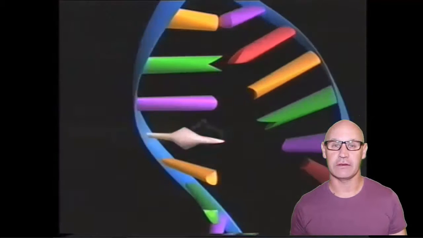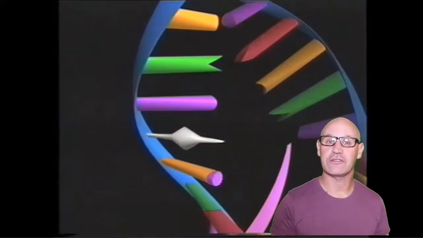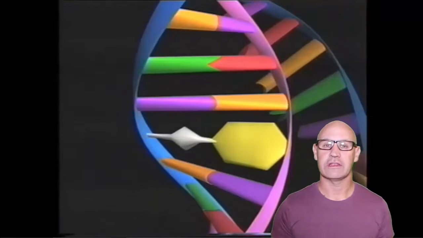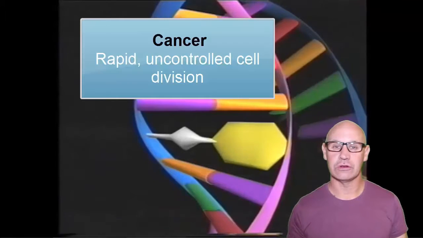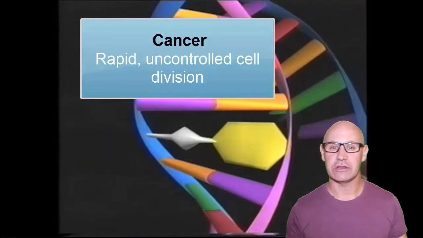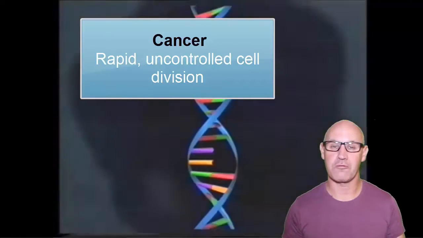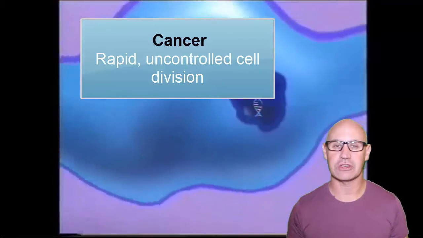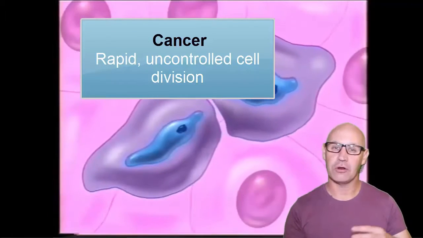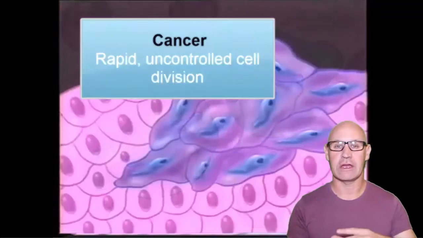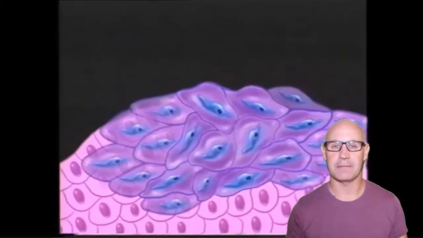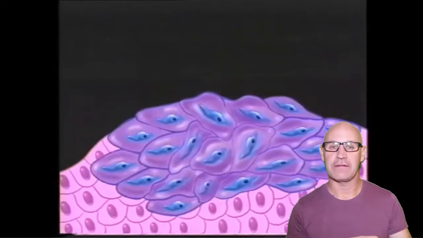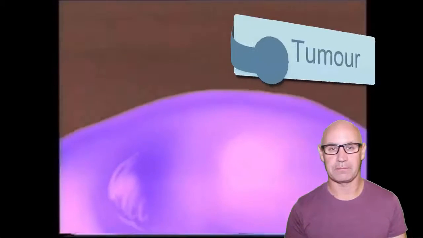Mutations can be inherited, or they could be from external factors like radiation or chemicals. And so cancer is a rapid, uncontrolled replication of cells, or rapid uncontrolled cell division. So we have these poorly differentiated cells growing rapidly and out of control in an unwanted manner, so that they form what's called a tumour.